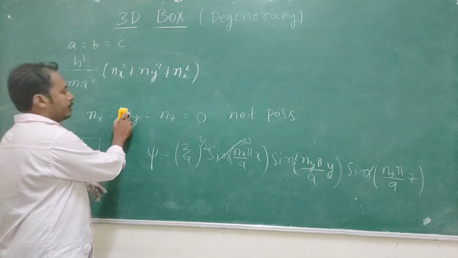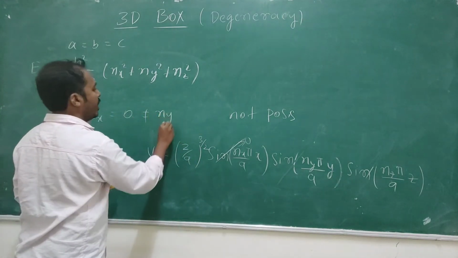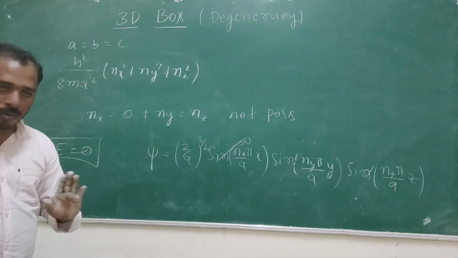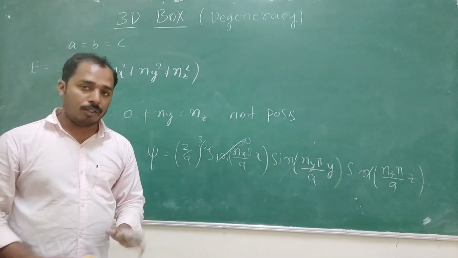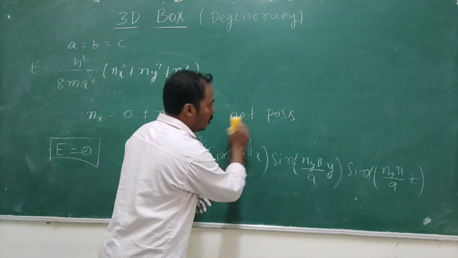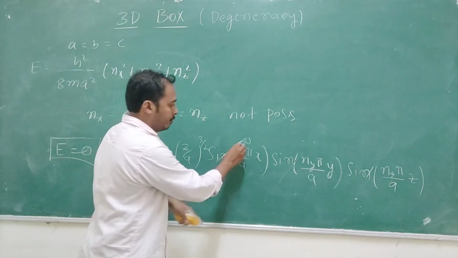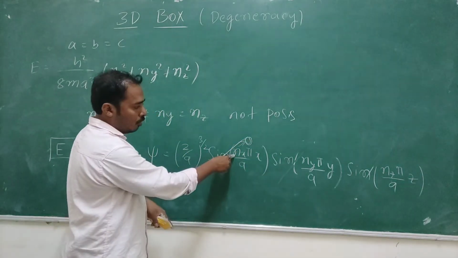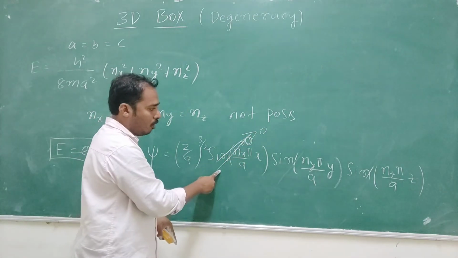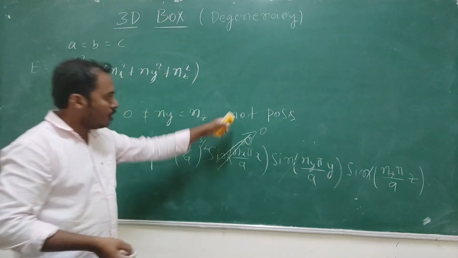Next, nx is equal to 0, but ny and nz are not equal to 0. So it is also not possible. Substitute nx equal to 0, so the sine function becomes 0. 0 into sine 0, so it is not possible.